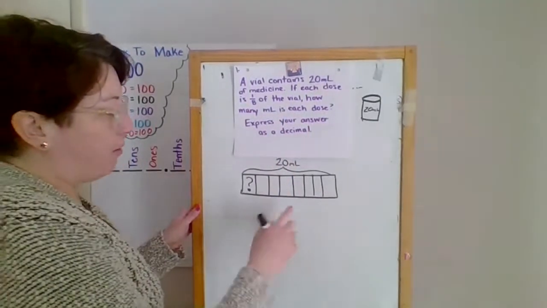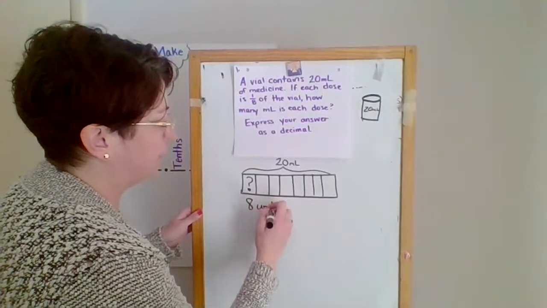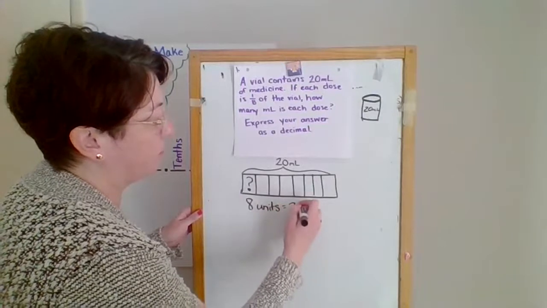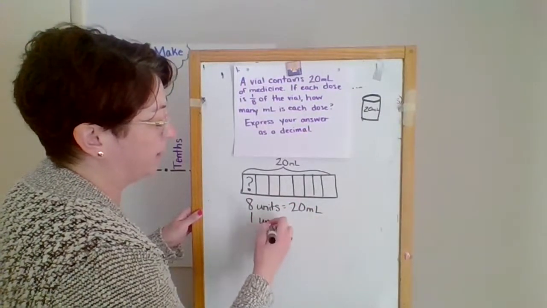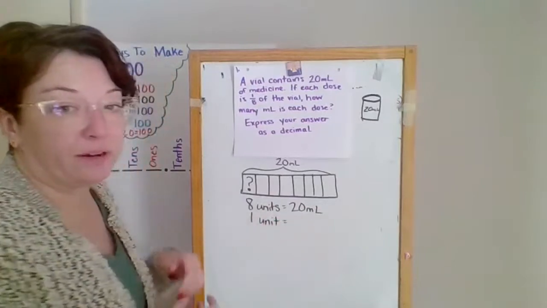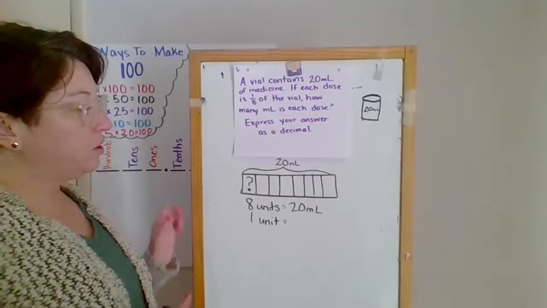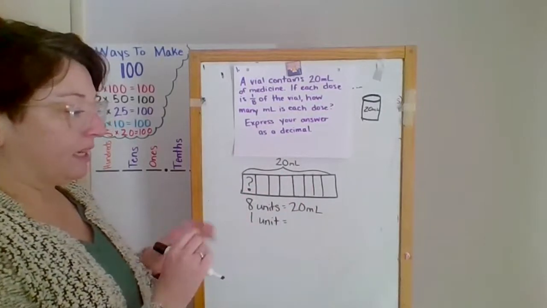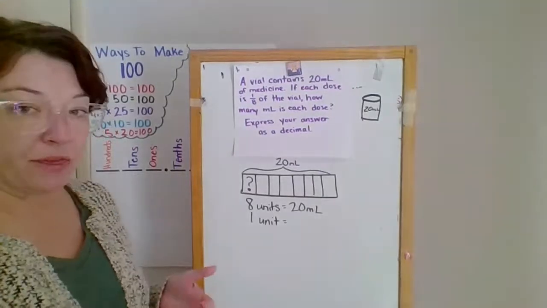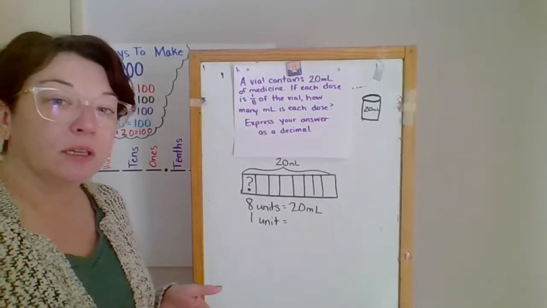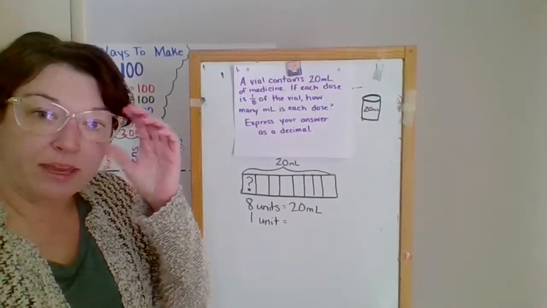So right now, I know that I have 8 units, and that whole thing is 20 milliliters. What I'm looking for is just 1 unit. That's what I'm trying to figure out. So if I have 20 milliliters and it's split into 8 parts, I'm trying to find 1/8 of the 20 milliliters. We know that if we're finding a fraction of something, that we have to multiply.